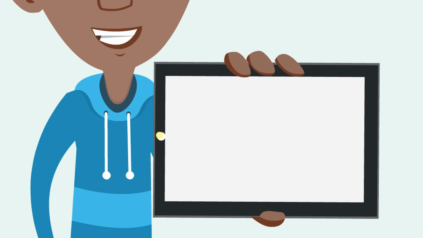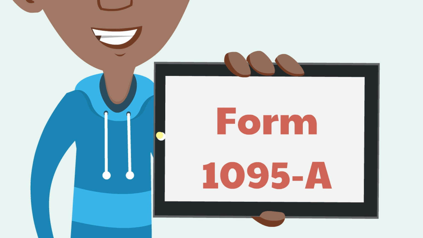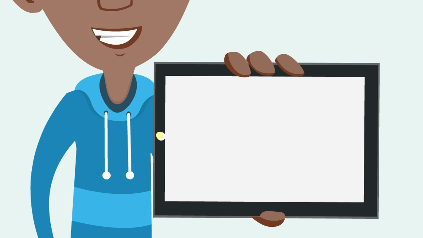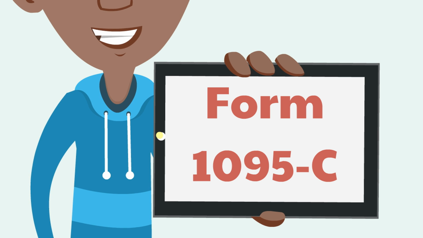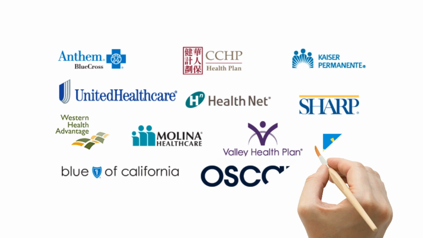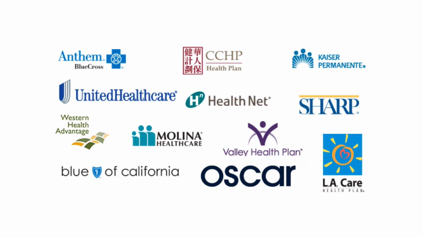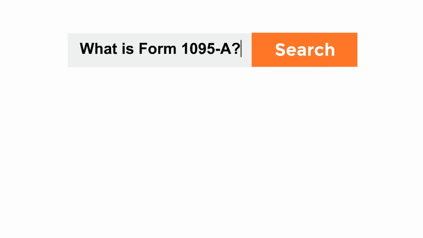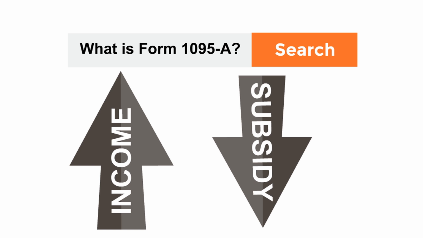So let's start with what is the Form 1095A? If you were enrolled in a health plan through Covered California, or in a marketplace in other states, then you will receive the Form 1095A for tax filing purposes. The Form 1095A is generated for each enrolled plan regardless of if advanced premium tax credit was applied.